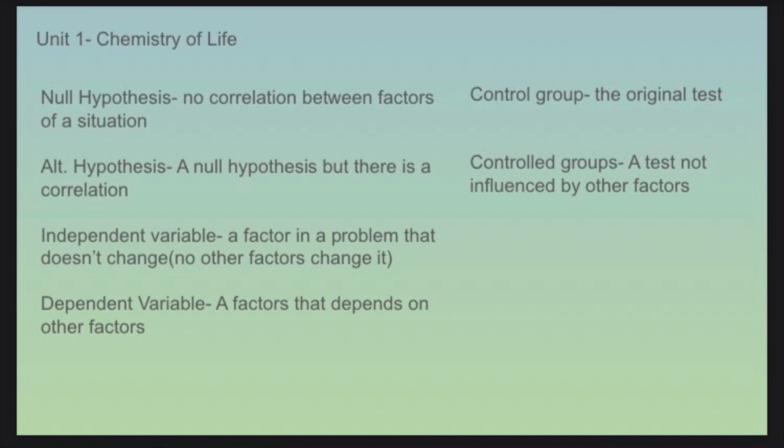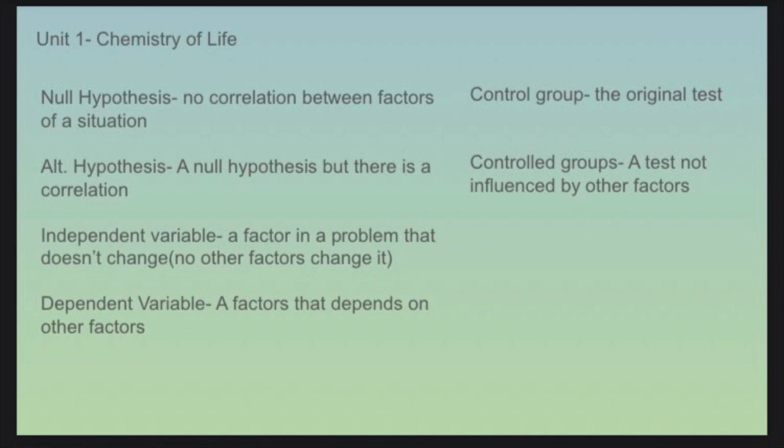Now, an independent variable is a factor in a problem that doesn't change. No other factors change it. So basically, it stands alone. Nothing changes it. It's on its own. A dependent variable is basically a factor that is affected by another factor. So a variable affected by another variable, it depends on the others, hence the name.